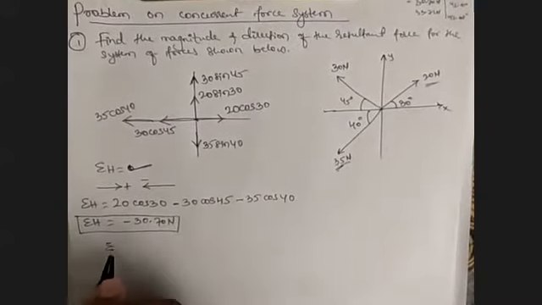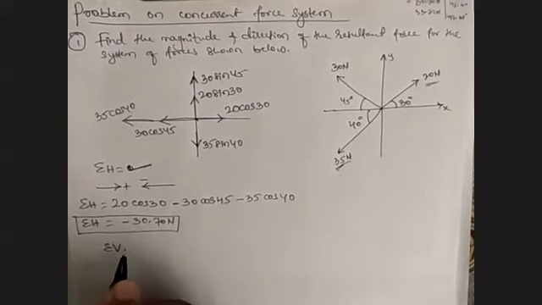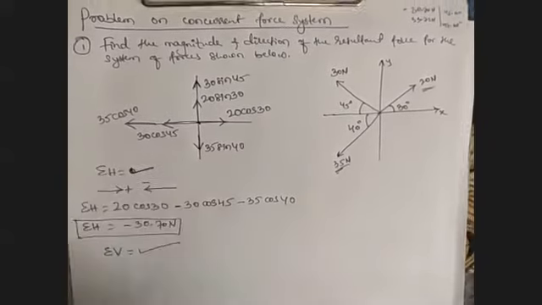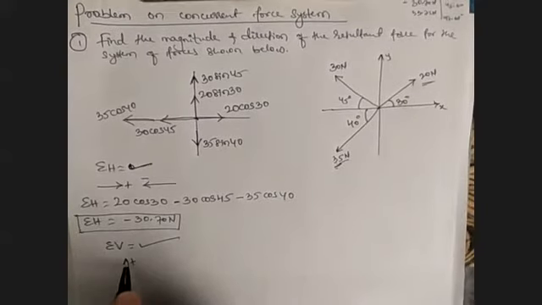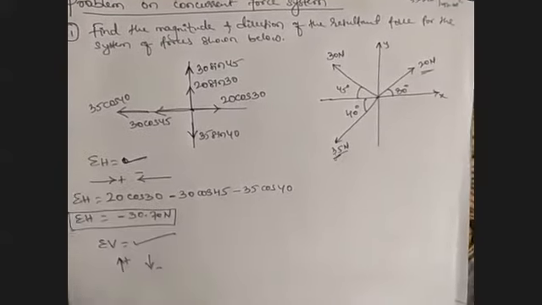Now again we need to calculate the sum of vertical forces. To calculate the sum of vertical forces, I have a sign convention. Upward acting forces are positive, downward acting forces are negative. This is the sign convention.